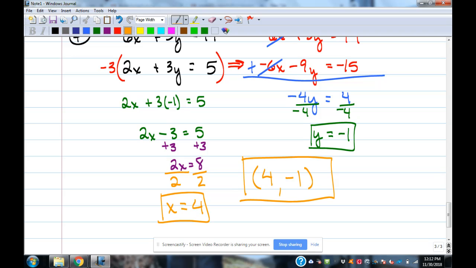So here we had to multiply by something that wasn't a 1 so that we could get opposites there. So we multiplied one of the equations by something else.